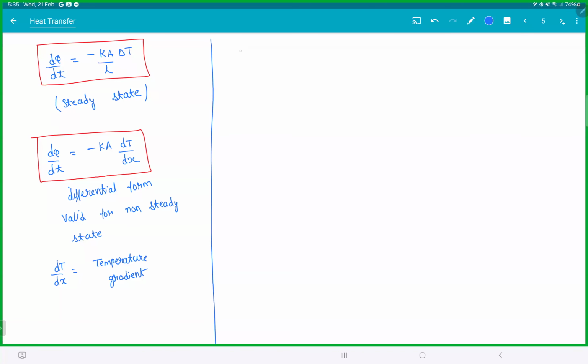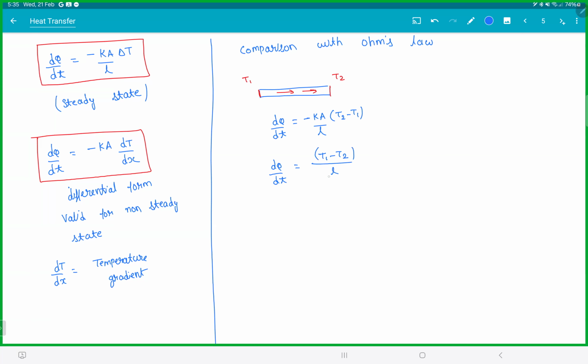Now, comparison with Ohm's law. So if you have a rod here, let's say the temperature is T1, T2, the heat flow dQ by dt, you can write as minus KA delta T, that is T2 minus T1, by L. So you can simply write this as T1 minus T2, the temperature difference, divided by L by KA.